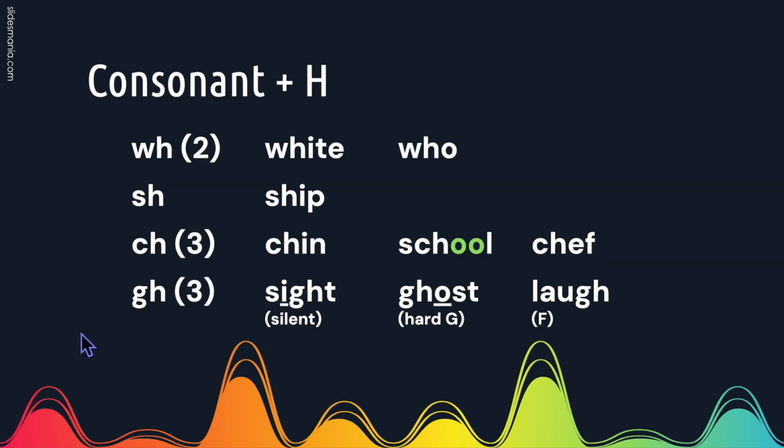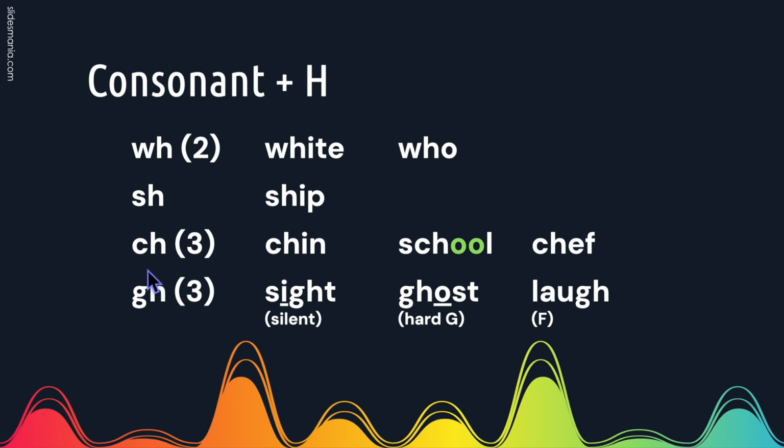In addition, we have these combinations where H is with a consonant. W and H together in most of the US sounds like W, but in some parts it sounds like Hw, where the H sound is pronounced before a W rather than the H being silent. So this word is white. There are a few words with WH where the W is silent instead of the H, like the word who. SH says sh, like in ship.